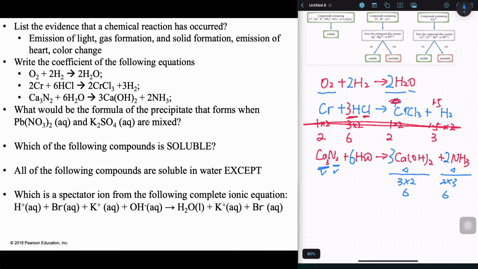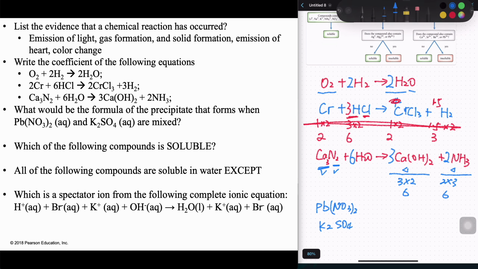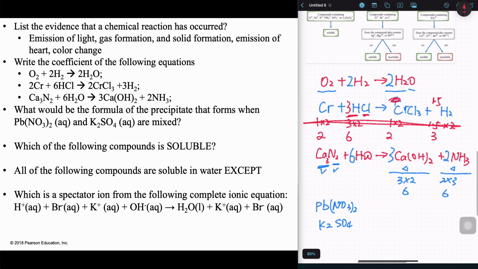What would be the formula of the precipitate that forms when lead nitrate and potassium sulfate are mixed? So lead nitrate and potassium sulfate. Okay, what will be the precipitate? Again, based on what we learned yesterday, we just need to swap the cation and anion. This will lead to one potential product, which is lead sulfate. Another one is we combine the potassium and nitrate, which will give us potassium nitrate.